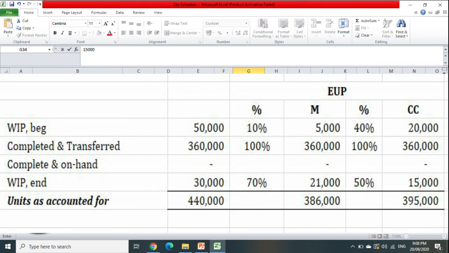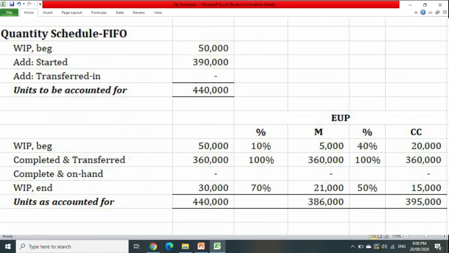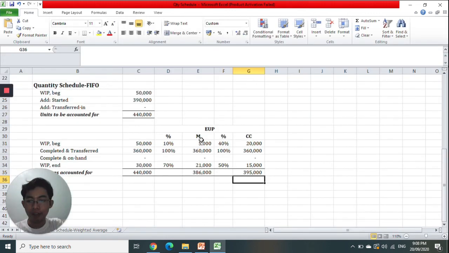So our total equivalent units of production for materials is 386,000, while the conversion cost equivalent units of production is 395,000. So remember, we use your equivalent units of production in order to compute your unit cost in your inventory cost schedule. So I hope you learned something from this video today, guys.